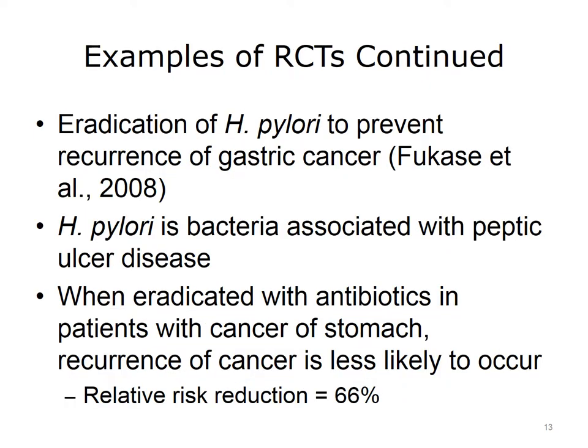An example of an RCT showing benefit for an intervention comes from a study of whether eradication of Helicobacter pylori bacteria from the stomach of individuals with gastric cancer, cancer in the stomach, reduces recurrence of the disease. This eradication was done with a combination of antibiotics and resulted in a relative risk reduction of 66%, or a two-thirds reduction in the number of cases of recurrence.